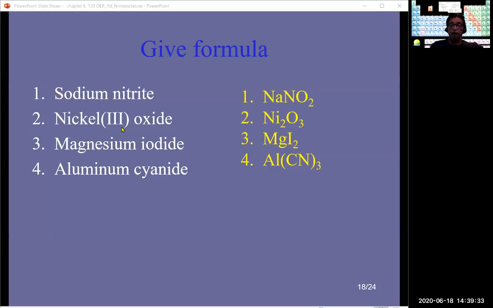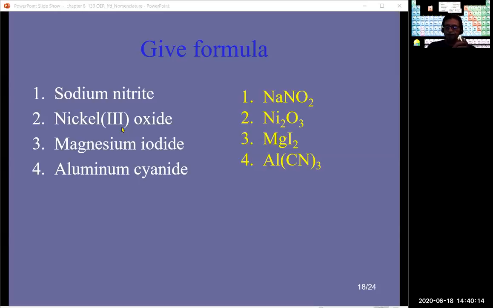Okay? Nickel, Roman numeral 3. So we start by writing down nickel +3. And then oxide, you know, that's a -2. So we got a +3 and a -2. Find a common number, which is 6. So we need 2 nickels and 3 oxides. Okay. Magnesium iodide, write the ions. Magnesium is a +2. The iodides are -1. I need 2 iodides, okay, for the +2 from magnesium. So it becomes MgI2.